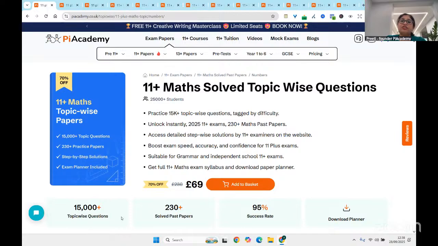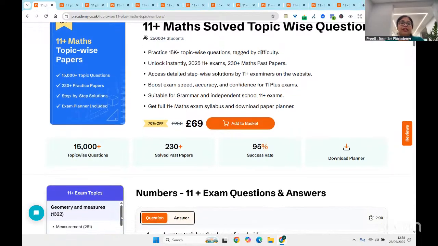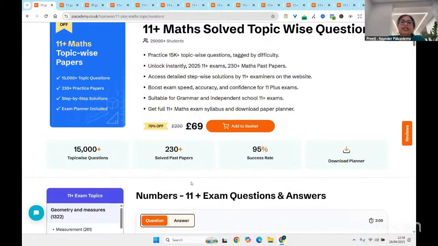All the past papers available on the Pi Academy's website are since 2017, 2019, and sometimes before that. Moving on, as you can clearly see, we have 15,000 plus topic wise questions and 230 solved past papers. Of course, our success rate is extremely high because we know exactly what the requirement of the 11 plus exam is, and we are also providing a very detailed planner which you can download from our website. My colleagues will keep sending you the links to our topic wise questions, but this is an extremely important page and you can make a note of that.